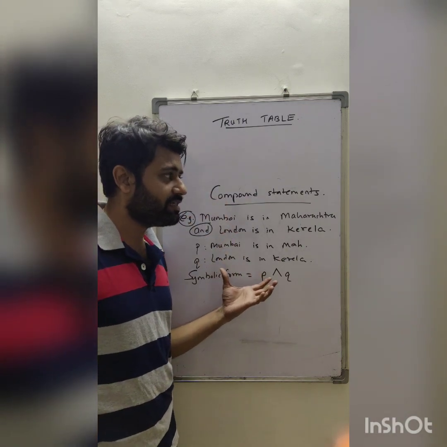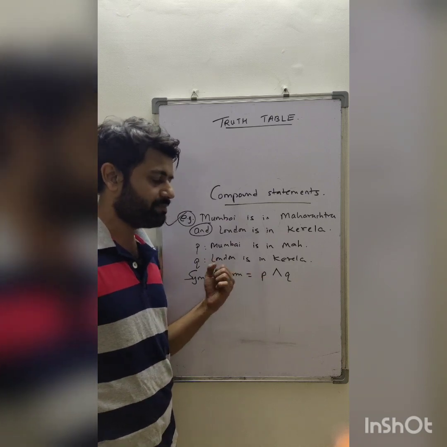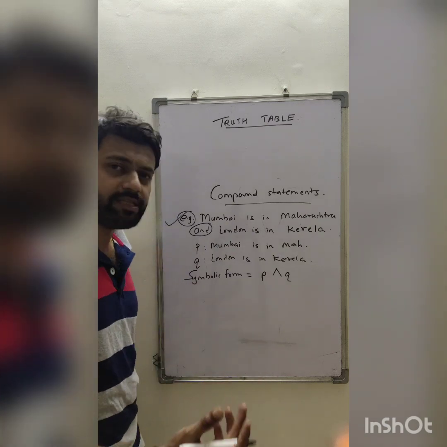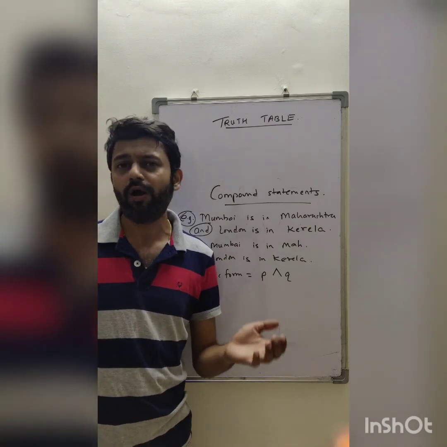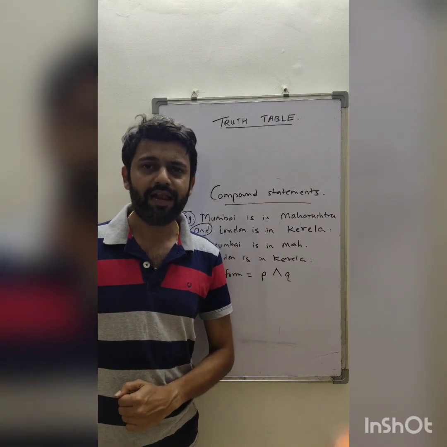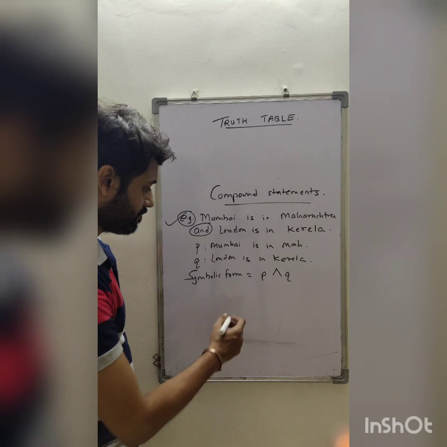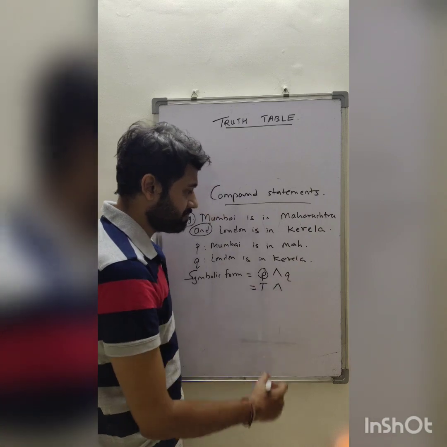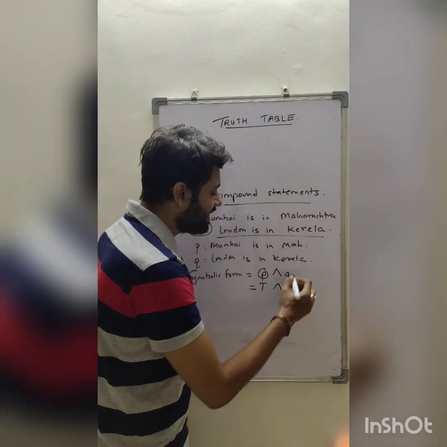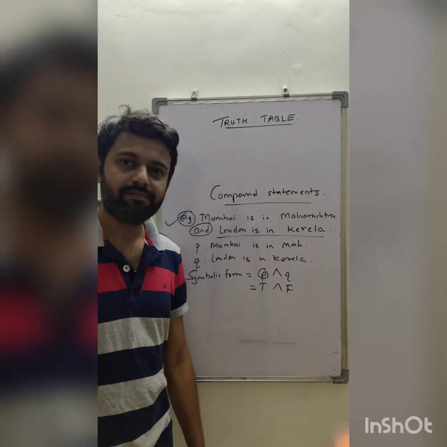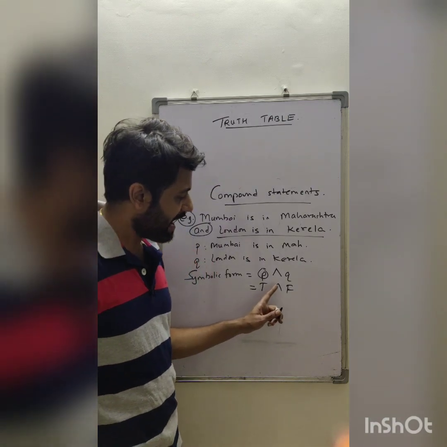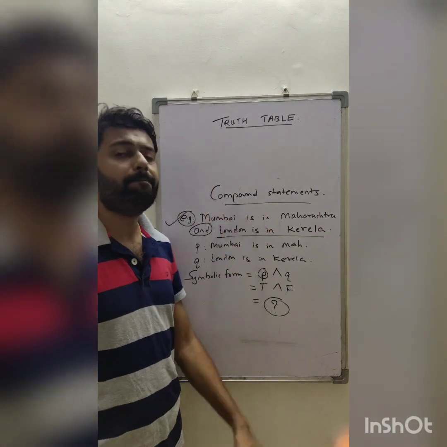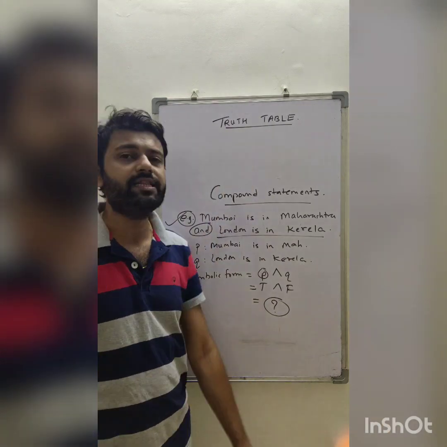So this is the revision of the previous class, compound statements. Now here, since a compound statement is made up of two statements, we know that the statement either has a true or false value. The truth value of a given statement may be true or false. Here, the first statement P is true and the second statement, is London in Kerala? Not possible. It is in England. So T and F. What is the final answer of this compound statement is what we are going to learn in truth table.